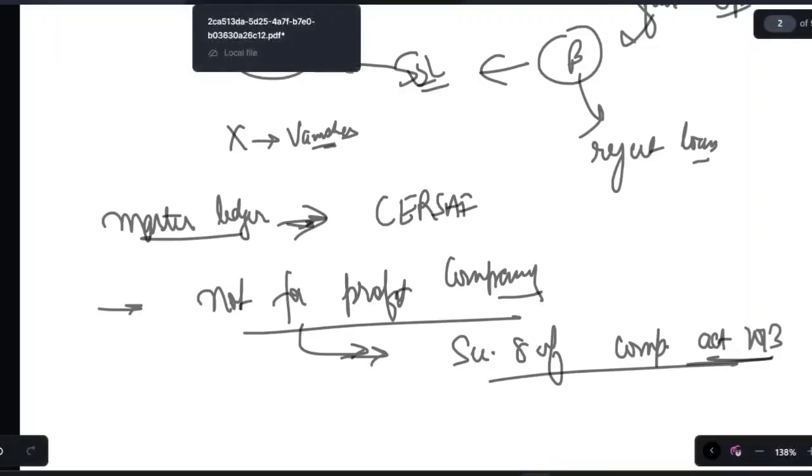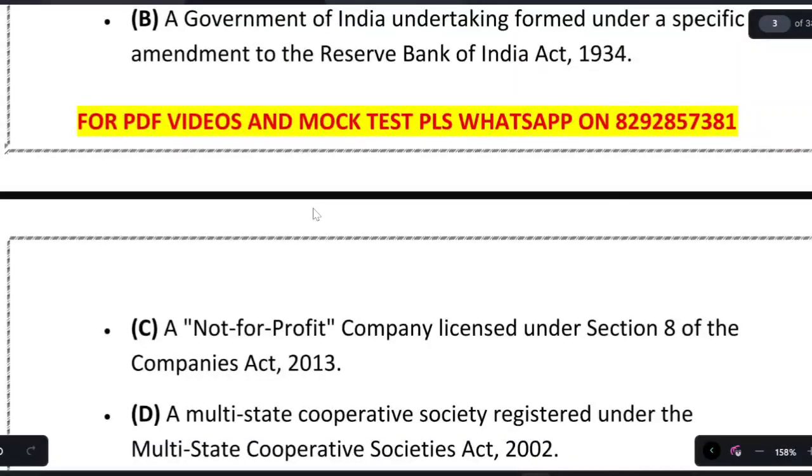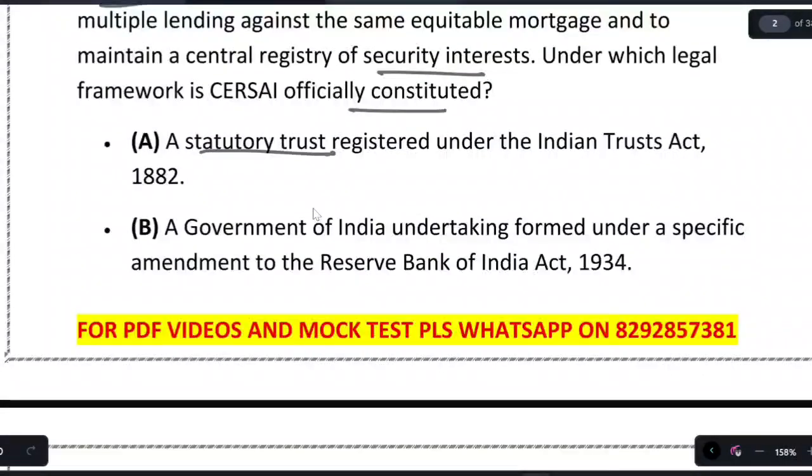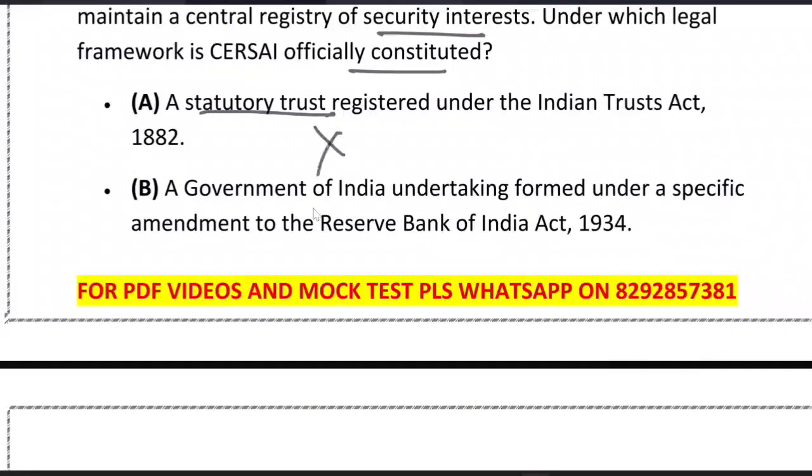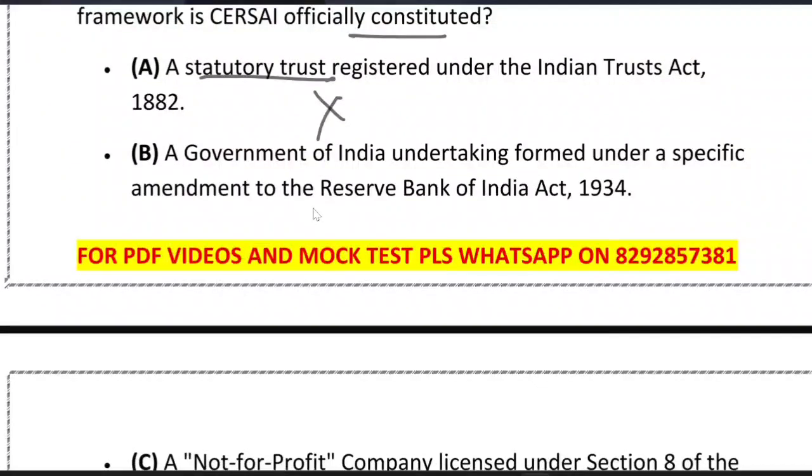Let's see the options they have provided. Option A, statutory trust. Let's talk about the statutory trust. This is incorrect. It is not a trust. B says Government of India undertaking. Again incorrect. While it helped the bank, it was not formed under the RBI Act.